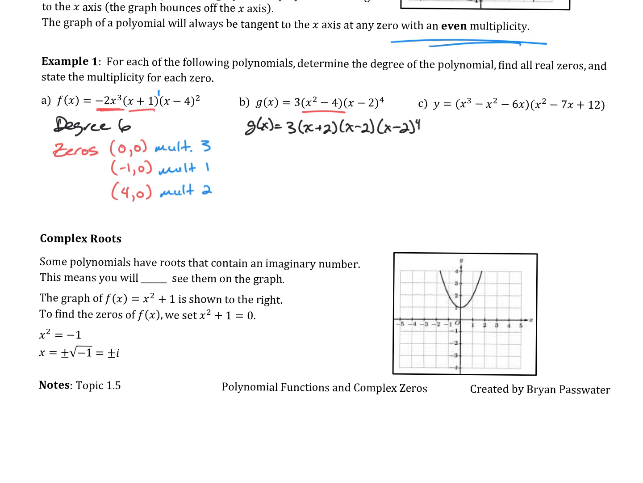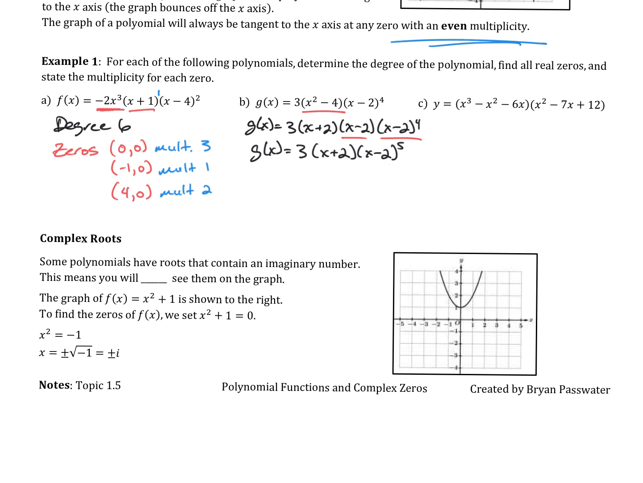All right, so now that I have those factored, what should I do with this x minus 2 and this x minus 2 to the 4th thing? What should I do with those two things? I should combine them. So now I end up having g of x is equal to 3 times x plus 2 times x minus 2 to the power of what? 5. I add the powers. All right, so I have 1 plus 4, so now I have 5 of them.